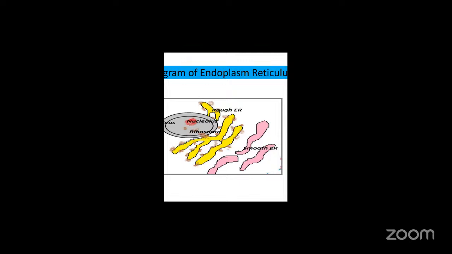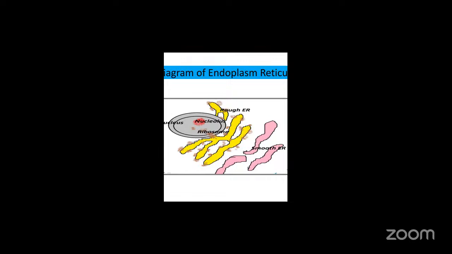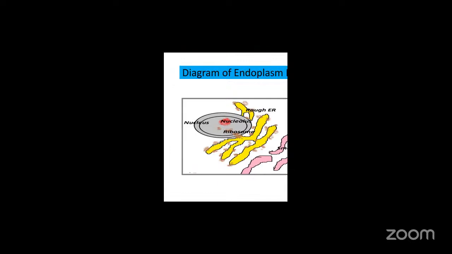And if you look at this rough endoplasmic reticulum, it is an extension of the nuclear membrane, so it is continuous. The nuclear membrane continues in the form of this network, and that network we call the endoplasmic reticulum. And this is the nucleus, which is present in the center. So this is a diagram of the endoplasmic reticulum.